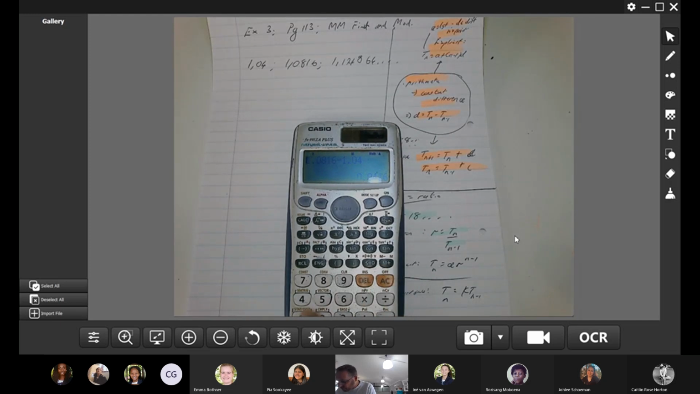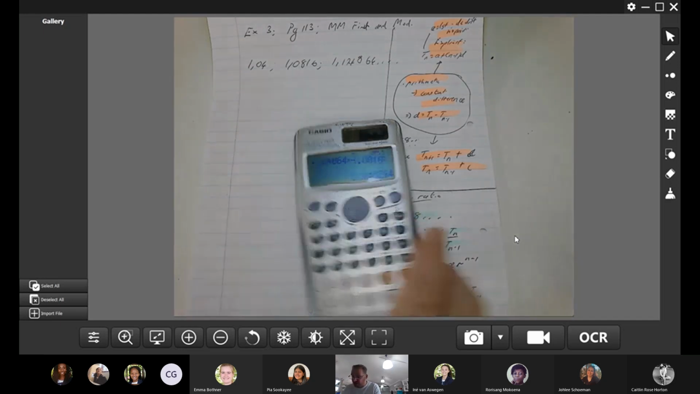If I now take this and get the same answer, then we're working with an arithmetic sequence. But if I go 1.124864 minus the term before, 1.0816, we don't get the same number, we get something different. So it's not arithmetic. If it's not arithmetic, we've got to check if it's geometric.